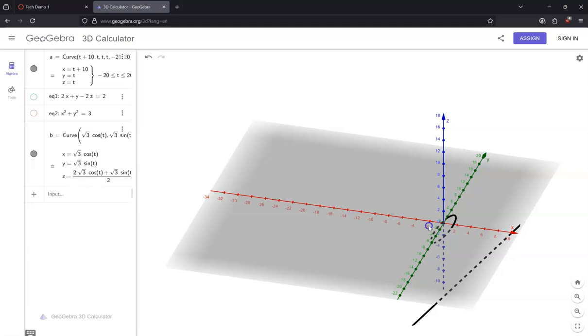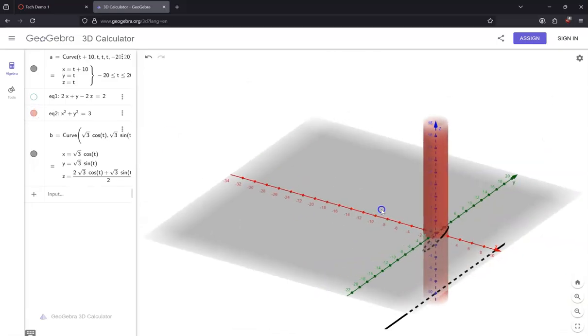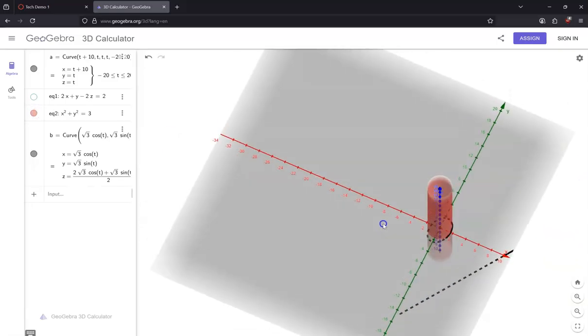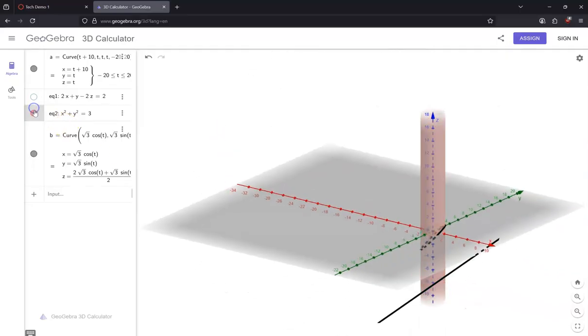And as you can see, the curve directly impacts either. If we look, it directly hits this cylinder and it directly hits this plane. And so this is everything that you need for tech demo 1.